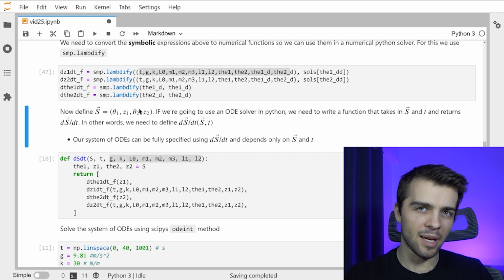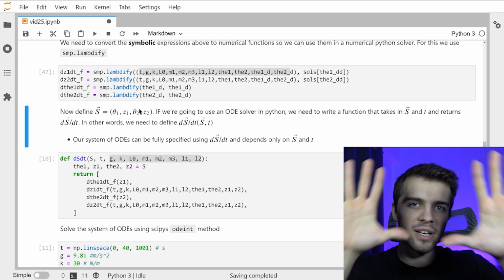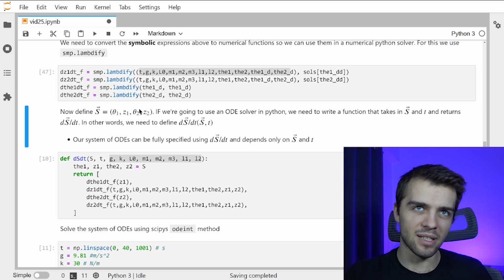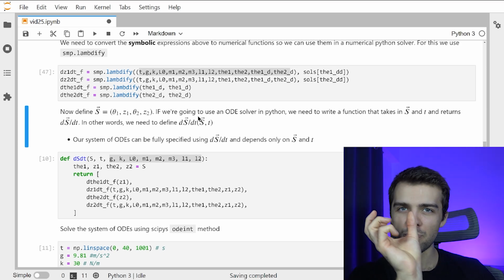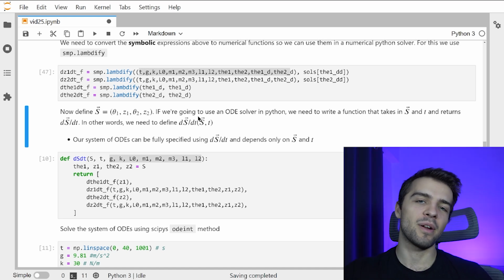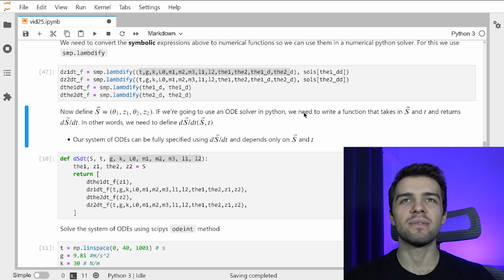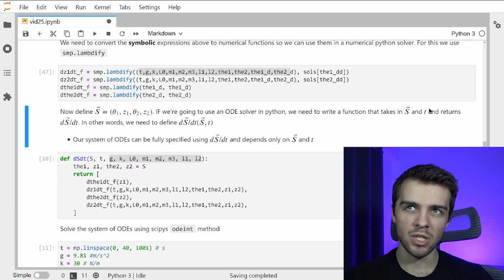It also takes in time if our system explicitly depends on time. In our case, there is no dependence on time in any of the things in the system, right? It's not like the spring constant changes with time or anything. It's constant throughout the problem. But if it were dependent on time, then it's important that it also takes in time. But we write a function that takes in s and time, and it returns ds dt.